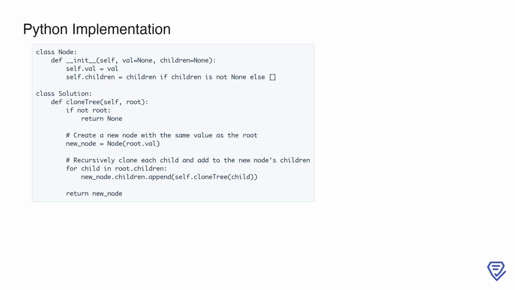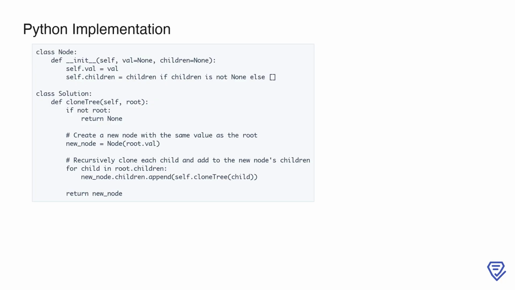2. Solution class and clone tree method. The solution class contains the clone tree method, which performs the cloning operation. 3. Base case. The first step in the clone tree method checks if the input root is none. If the tree is empty, the function returns none immediately. This handles the edge case where the input tree has no nodes.